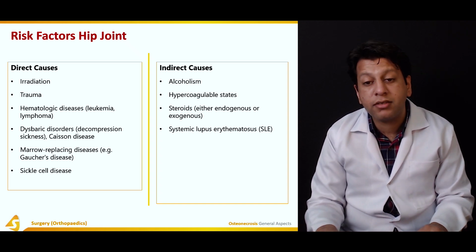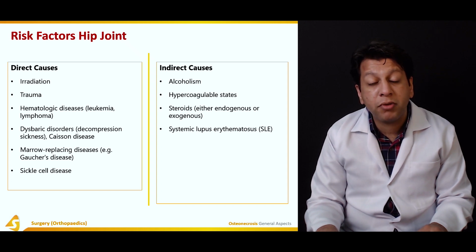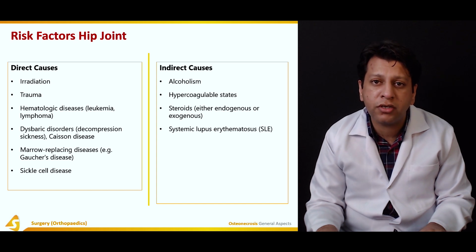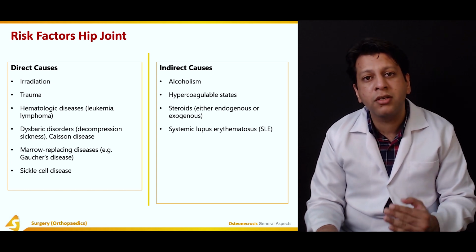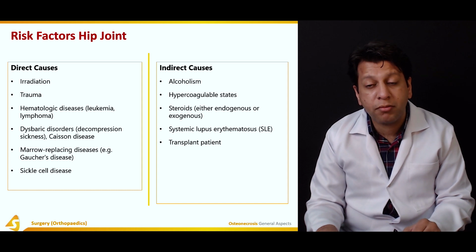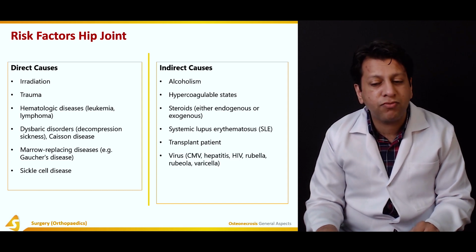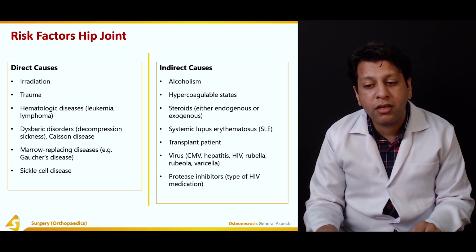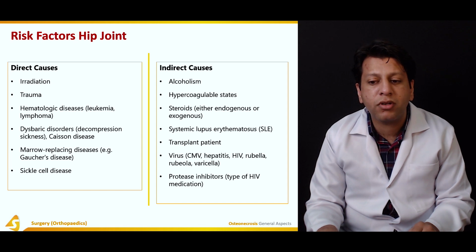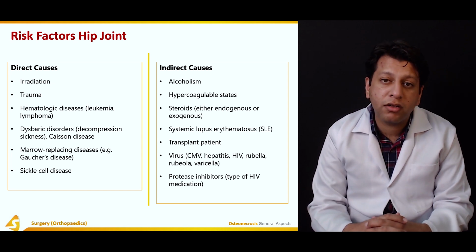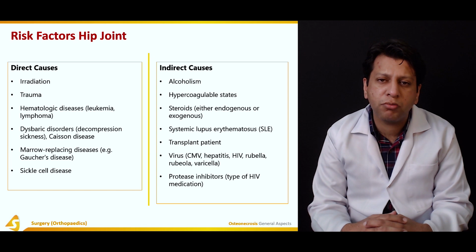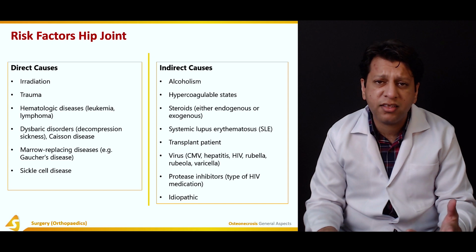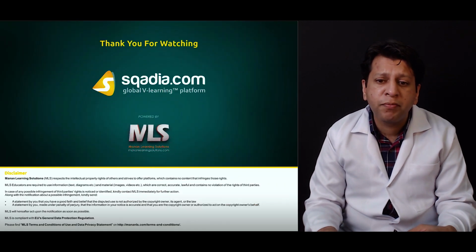Other causes include SLE and transplant patients, especially because they are immunocompromised and are specifically given steroids to prevent immune rejection, so they may be more susceptible to AVN. Some viral infections can also indirectly affect AVN, and then drugs such as protease inhibitors, for example HIV medications. Some research papers suggest that this may cause AVN of the hip joint. And other causes include idiopathic.